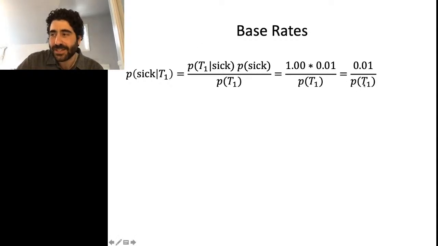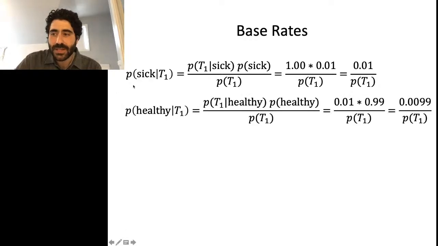Usually the easiest way to calculate this is that we just look across all of our possible hypotheses about the world. So one hypothesis is that we're sick. The other hypothesis is that we're healthy. What's the probability that we're healthy given that we got this test result? We just plug into our formula again. We have our prior, which is 0.99, and our conditional probability of 0.01. And so we end up with this 0.0099 thing.